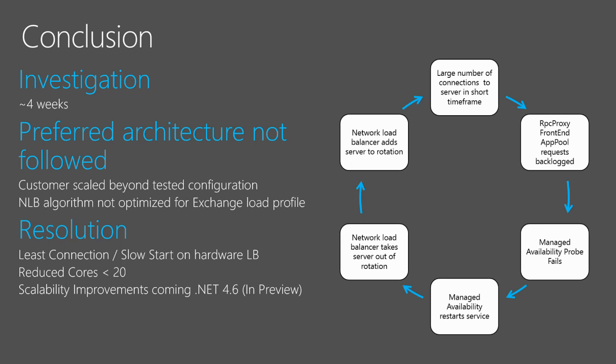And then obviously there are some scalability improvements that probably need to happen around the System.Web buffer. The .NET team is committed to making some of those improvements in .NET 4.6, which is currently in preview. I'm going to say we don't recommend you go install that. We don't recommend you install .NET 4.6 even when it's released.